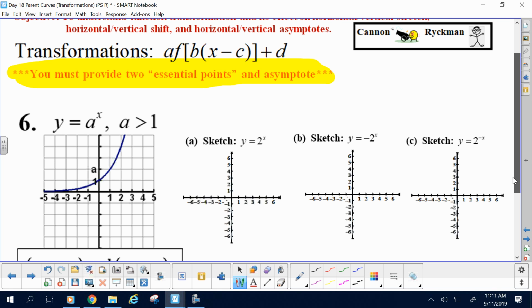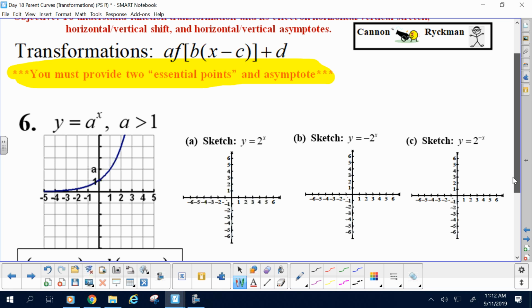So number 6, y equals a to the x when the base is greater than 1. Remember, when you do exponentials, it matters if you're multiplying something greater than 1 times itself, it'll get bigger. But if you took a half times itself over and over, it would get smaller. So if a is greater than 1, it's exponential growth, right?